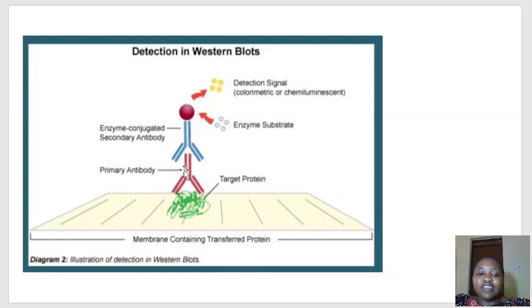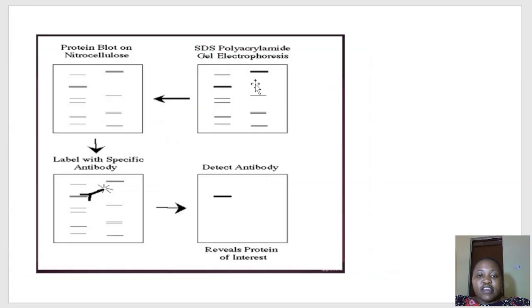So your antibody will target, for example, this protein that is in this region. So that tells you that we can tell the weight depending on how far it has moved on the membrane. Then we add your primary antibody, then another antibody which is conjugated to an enzyme for us to have the signal. Yeah, this is the same way.